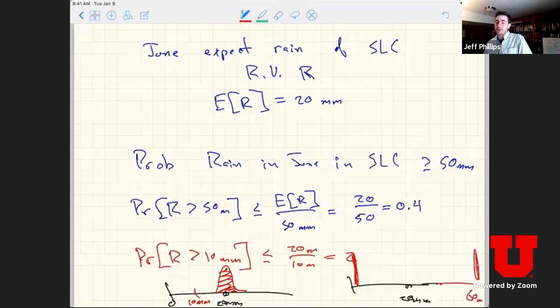What would be a sentence in words for the answer we got for rainfall in the Markov inequality? Yeah, so the sentence in words is the probability that the rain in some upcoming June for Salt Lake City is greater than 50 millimeters, that probability is at most 0.4. So it's at most 40% of the upcoming Junes we would have more than 50. We would not have more than 40% of the upcoming Junes to have 50 millimeters of rain. Right? Kind of said that a couple ways, a little bit of a weird sense there, but hopefully that helps.